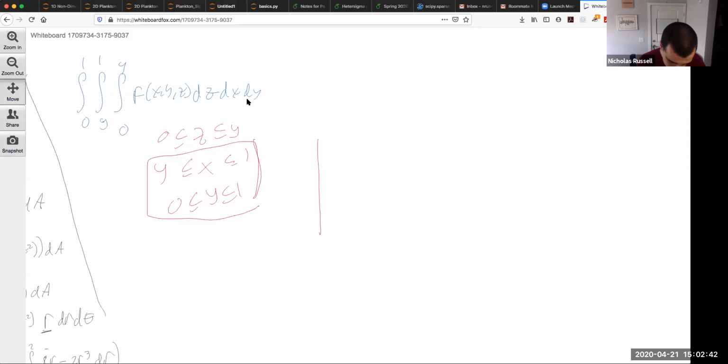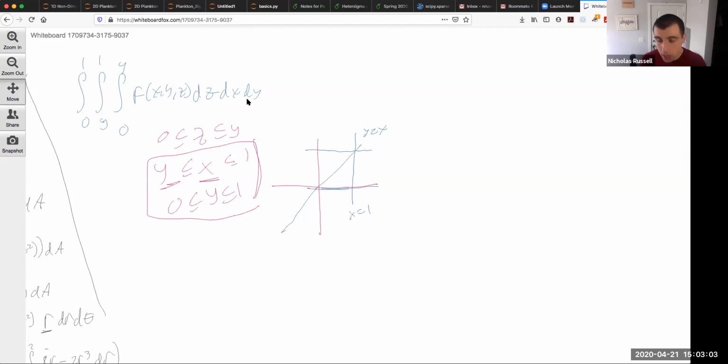So if I project this onto the xy plane, what I can say is, okay, x is equal to y. I can draw this out. x is equal to y is this line. I then have x equal to 1. And I have y between 0 and 1. And right, I have this line here and this line here.